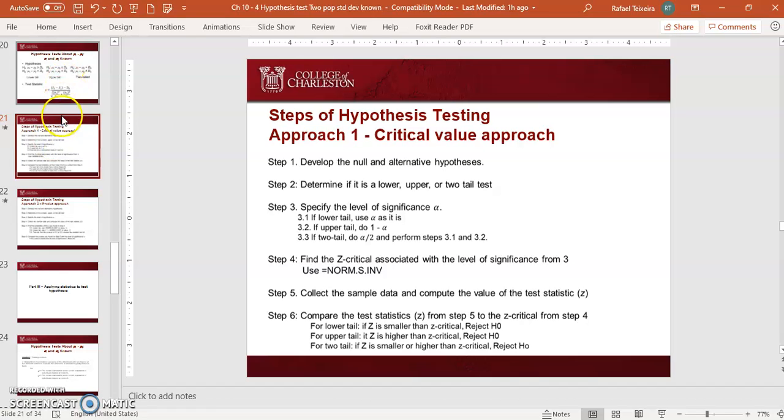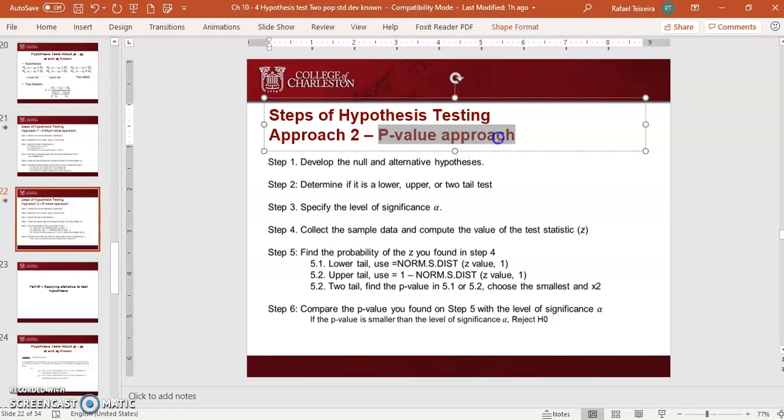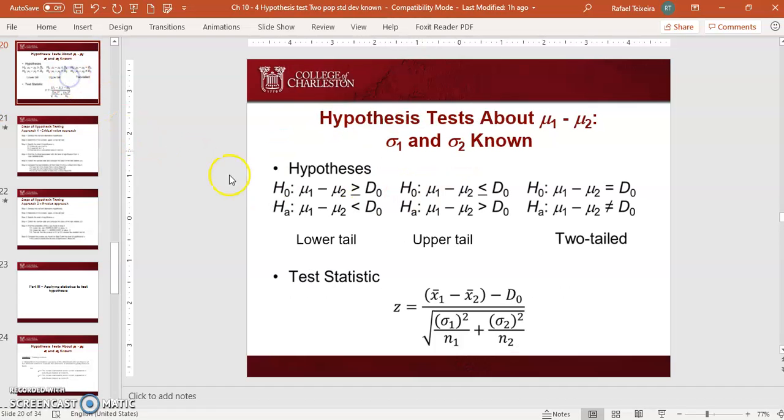All right, then after doing that, I propose two approaches. I propose my steps of hypothesis testing using approach 1, which is the critical value approach, and approach 2, which is the p-value approach. You had similar approaches in chapter 9, okay? So the approaches here are very similar; steps 1 and 2 are the same. Develop the null and alternative hypothesis, determine if it's a lower, upper, or two tail. This is the reason I spend a lot of time talking about this one, because depending on how the alternative hypothesis is designed, you know if it is lower, upper, or two tail.